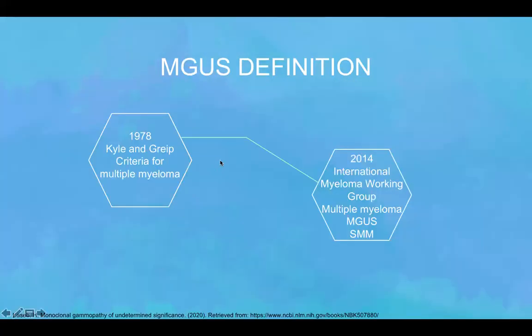First, we need to know that this term was discovered in 1978 by Kyle and Greipp, but it wasn't really defined because it's closely related to multiple myeloma, so we didn't have the same criteria as we have today. In 2014, the International Myeloma Working Group decided to make new criteria for 3 diseases: multiple myeloma, MGUS, and smoldering multiple myeloma.